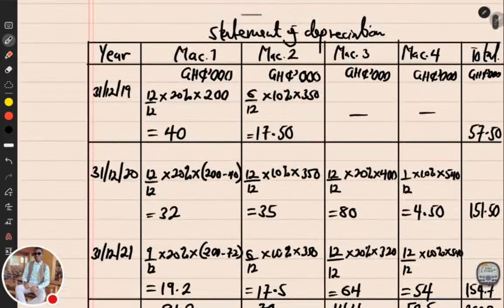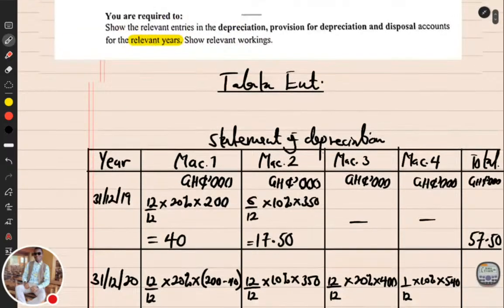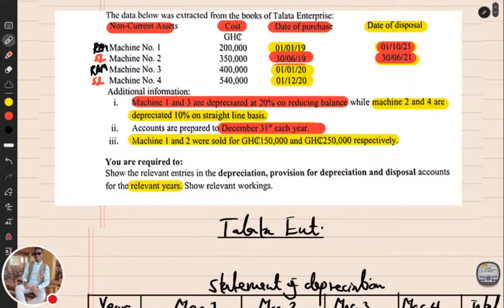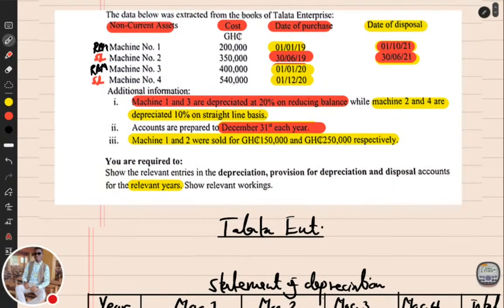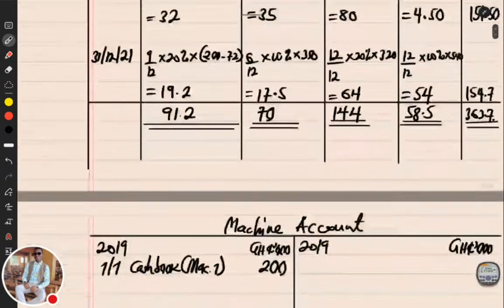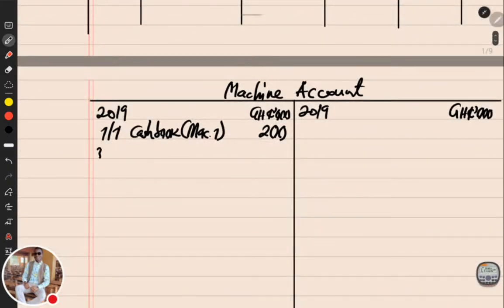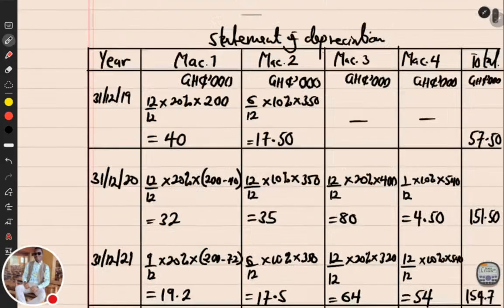Then, because that is an asset, when we bought an asset, we debit the asset, we credit what? The cash. So whether cash or check, since we don't know, we use cash book there for reference guide. Then machine number 2, it was bought on what? 30th June 2019. So for 2019, we bought 2 machines. So we have also 30/6, then we have what? Cash book. Then we have machine number 2. And what was the cost? We realized that was what? 350 as per the question.